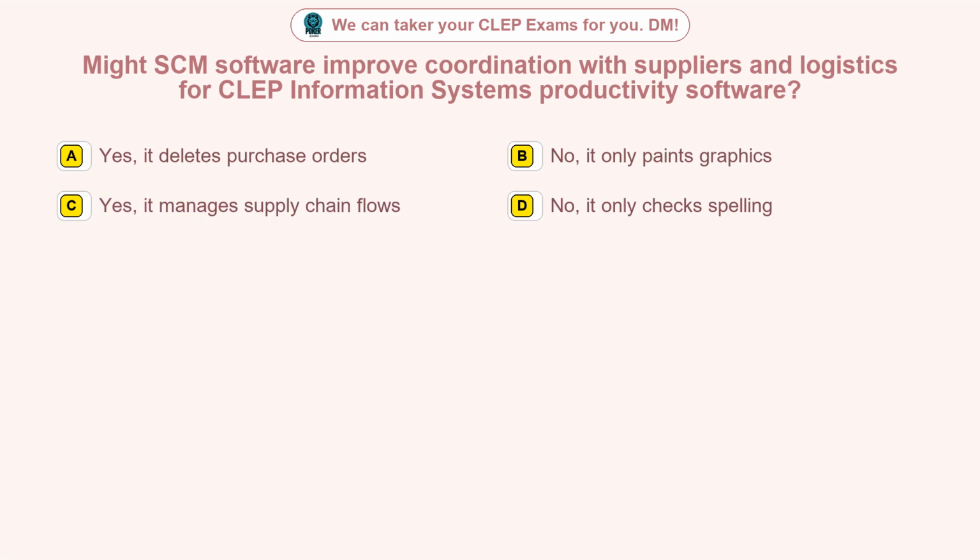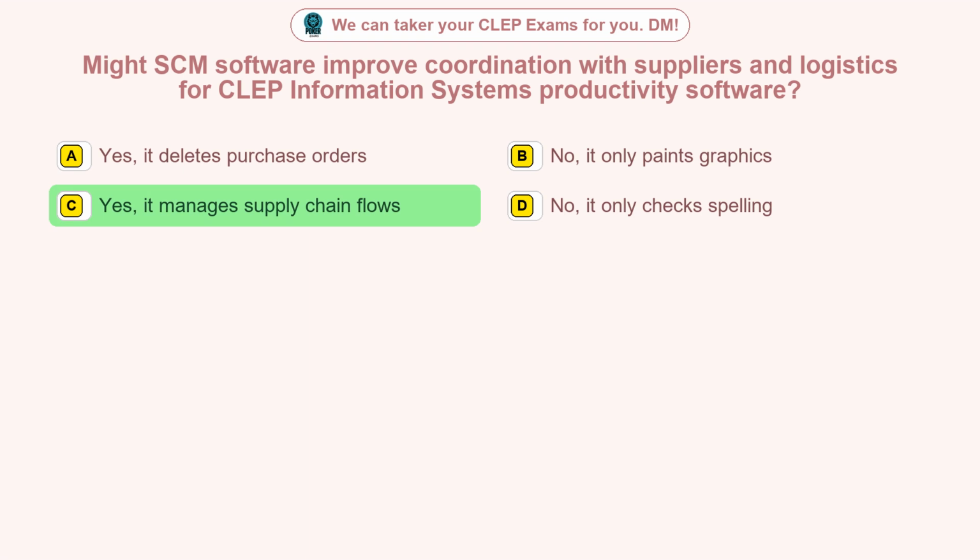Might SCM software improve coordination with suppliers and logistics for CLEP Information Systems productivity software? Option A. Yes, it deletes purchase orders. Option B. No, it only paints graphics. Option C. Yes, it manages supply chain flows. Option D. No, it only checks spelling.